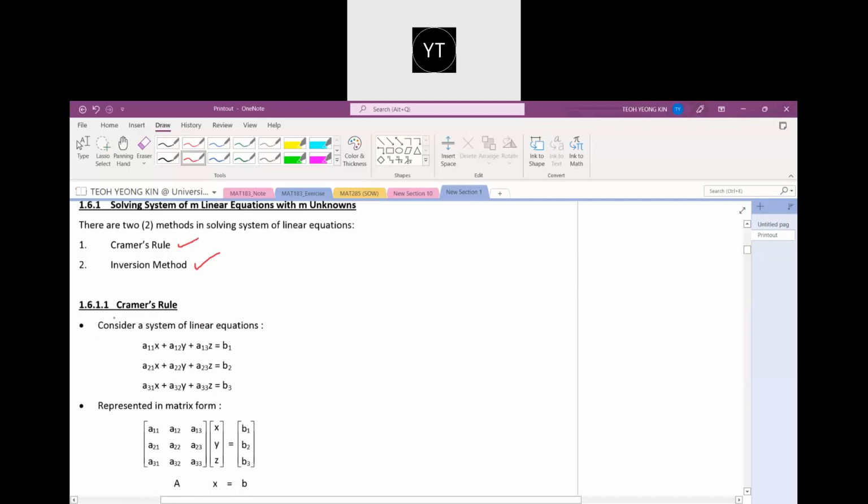So, let's say, first we look at Cramer's rule. Generally, consider a system of linear equations, which is a11 x1, a12 x2, and so on, until this one.